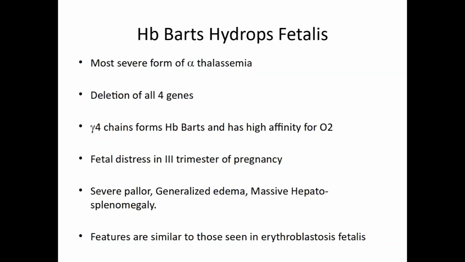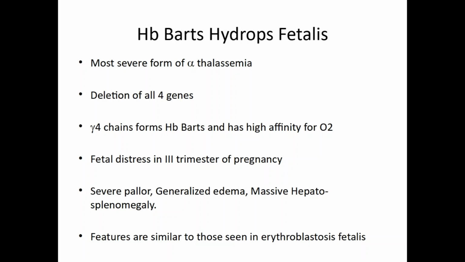A few words on HB Bart's hydrops fetalis, which is the severest form of alpha thalassemia. Here, all 4 genes which are responsible for the production of alpha chains are found to be deleted. Because of this, instead of HbF, which has 2 alpha chains and 2 gamma chains, lack of alpha chains leads to 4 gamma globin chains. That is called HB Bart's. It has high affinity for oxygen.